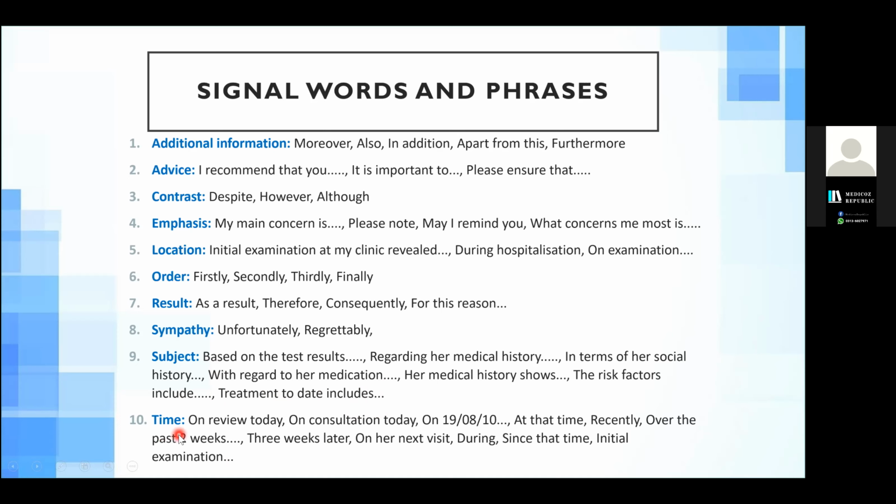Then when we are talking about time, this is especially important when we are starting the body paragraphs, or when we are talking about different visits of the patient to the doctor. On review today, on consultation today, on 190810.